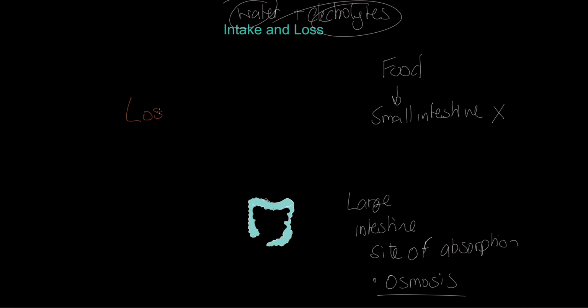So let's think about the loss. If we take water and electrolytes in the large intestine, fantastic. How do we lose them? Well, we lose fluids as a human being in the following ways. We lose them via evaporation. So that water that has come in here can be lost from the body, and is lost from the body, through evaporation from the skin.